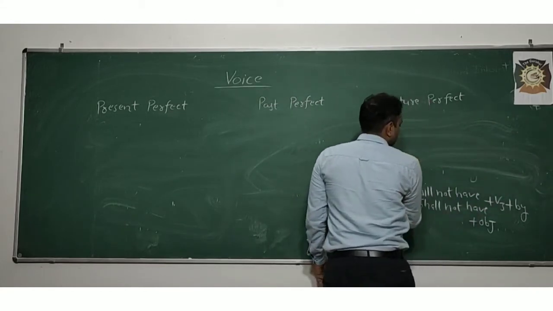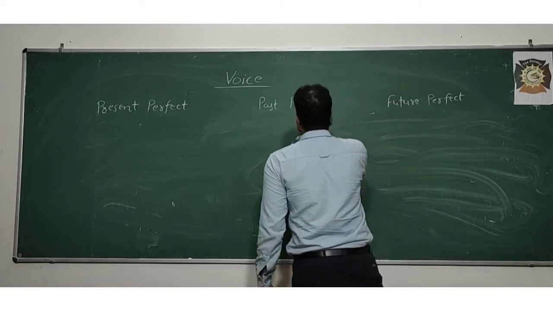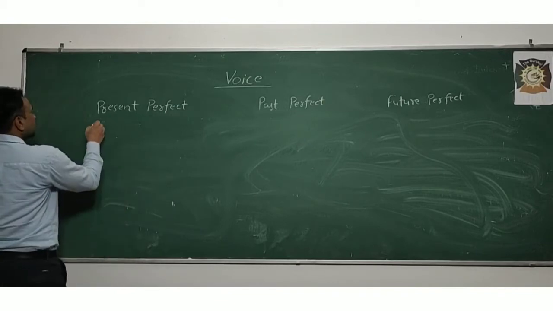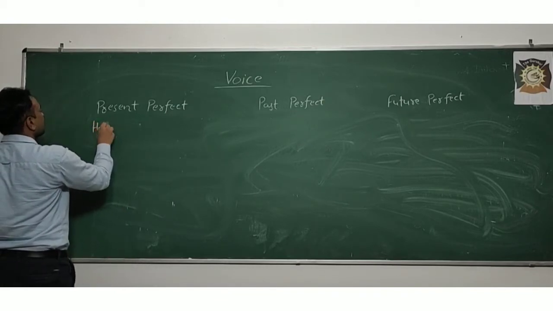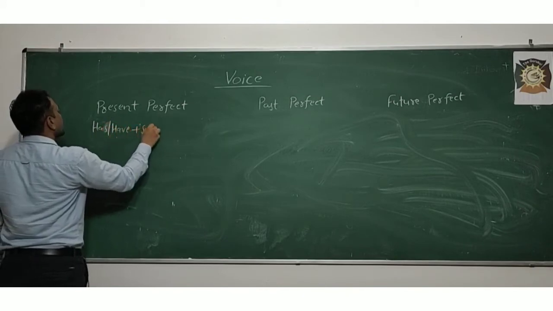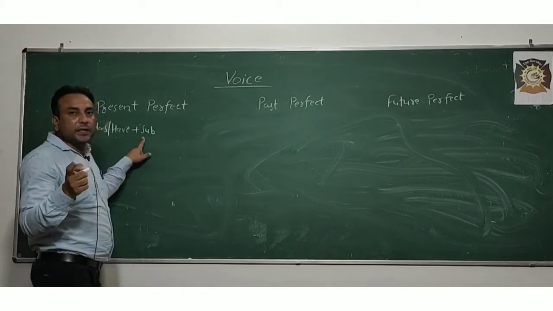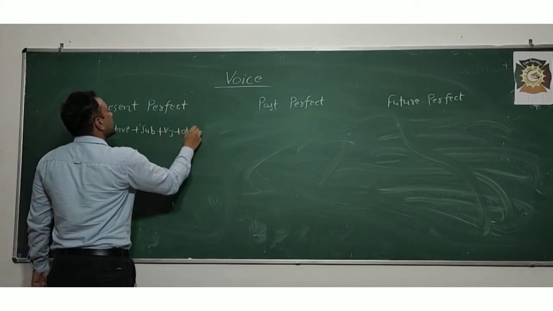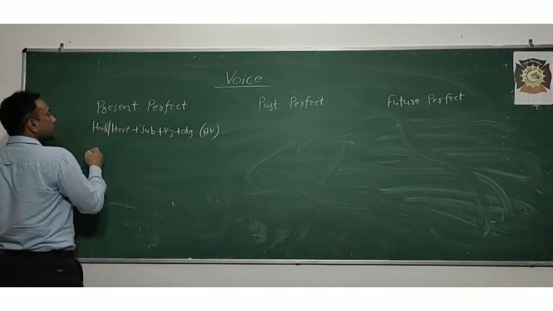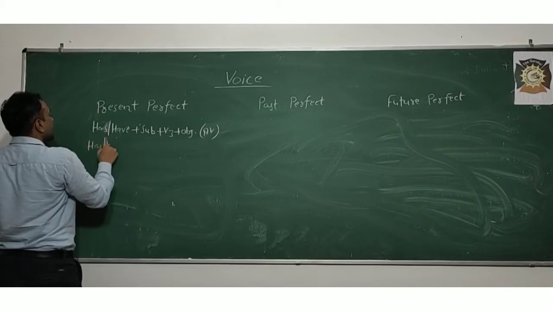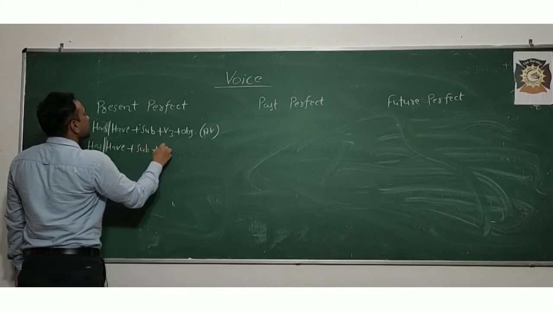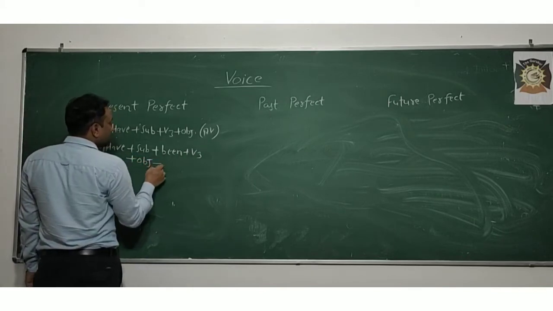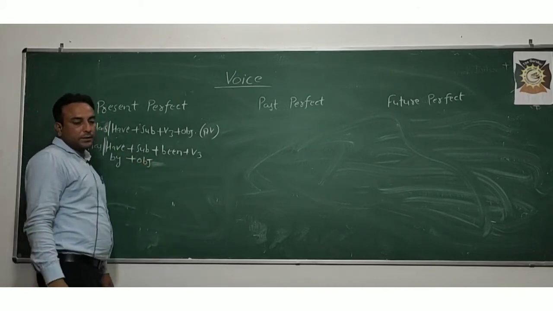Keep looking at the board and everything will be clear to you. Now how do we change interrogative sentences? Has, have plus subject. When a sentence becomes interrogative, the helping verb comes before the subject, plus V3 plus object. This is in active voice. And in passive voice: has, have plus subject plus been plus V3 plus by plus object.